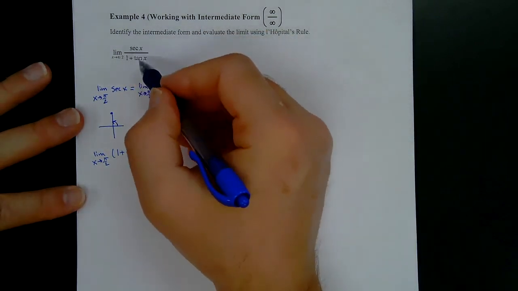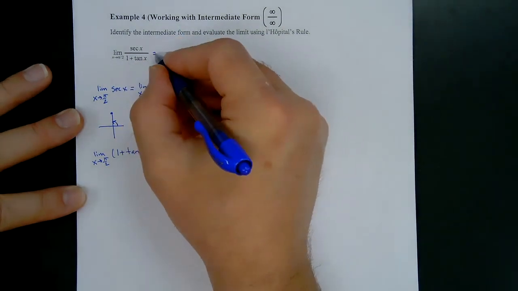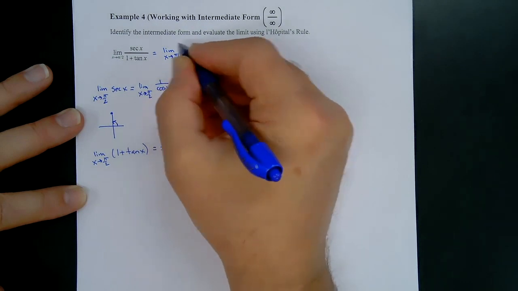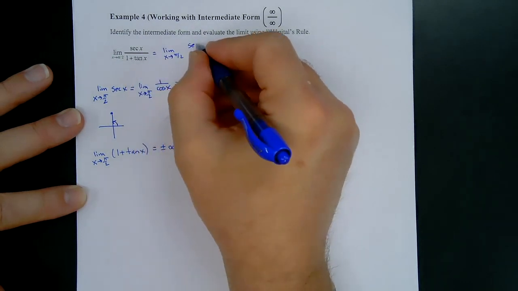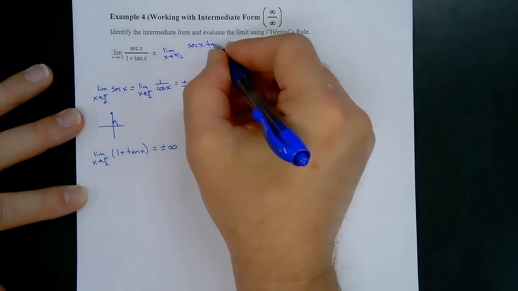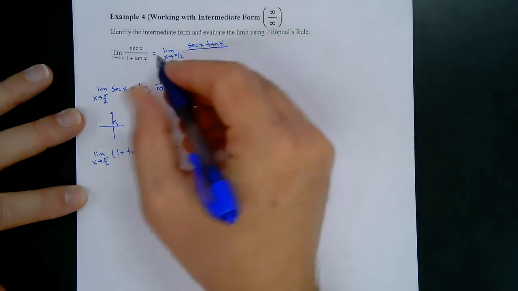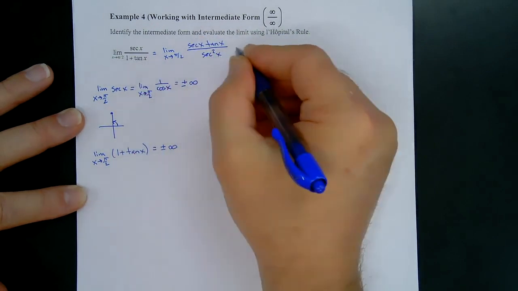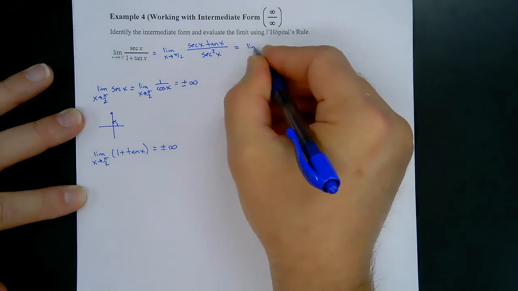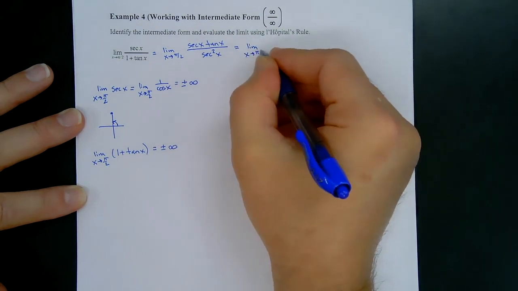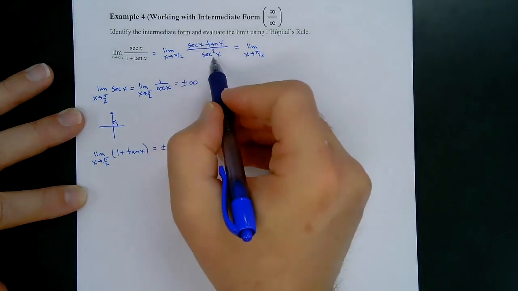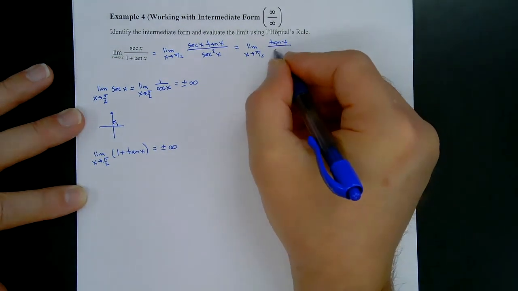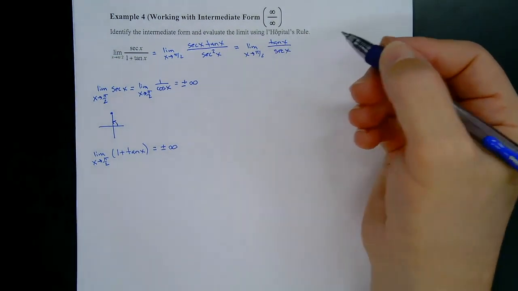So we take the derivative of the top and the derivative of the bottom. So this would be equal to the limit as x approaches pi over 2. The derivative of secant x is secant x tangent of x. And the derivative of 1 plus tan x would be secant squared x. So this is the limit as x approaches pi over 2. This secant x here cancels with one of these, and we're left with tan x over secant x.